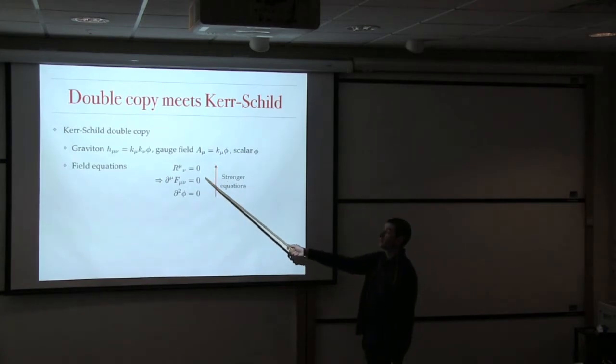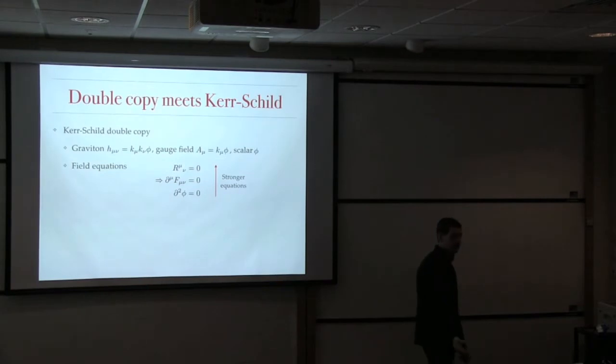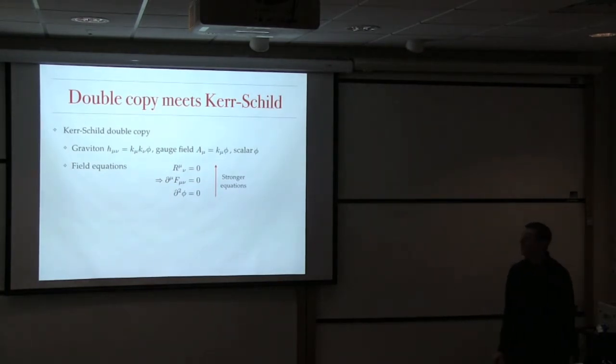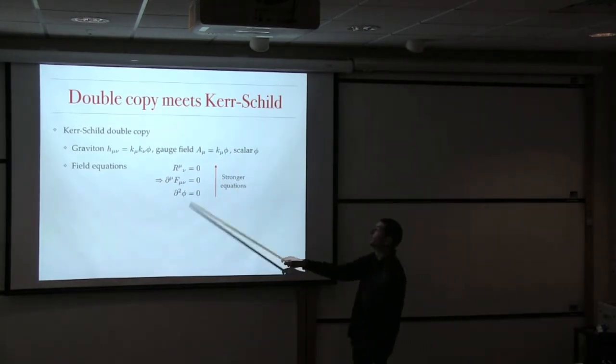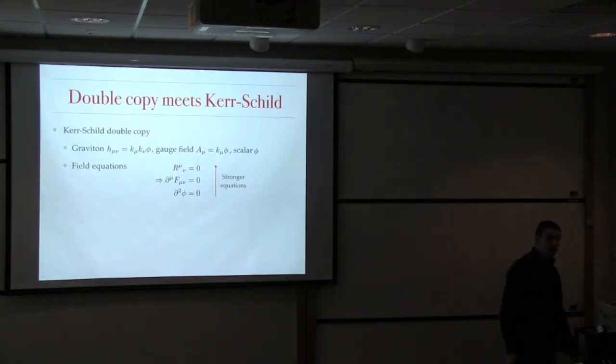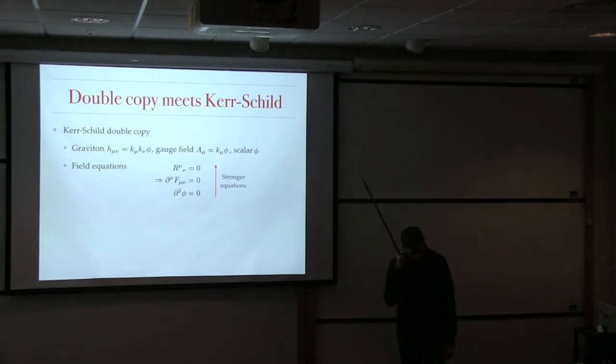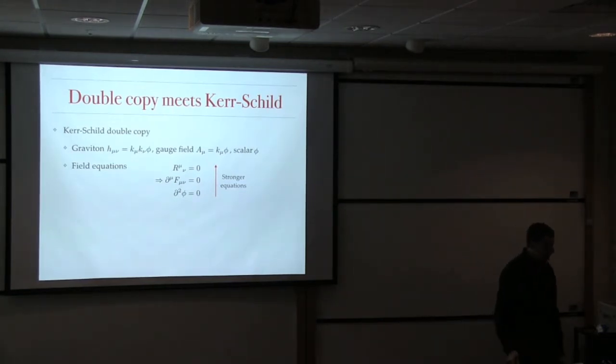But notice, of course, that there's a hierarchy in the equations here. The Einstein equations are stronger equations. So if you give me the Maxwell solution, this form doesn't necessarily have to be a Kerr-Schild metric. There's an additional requirement in gravity. This shouldn't surprise us.